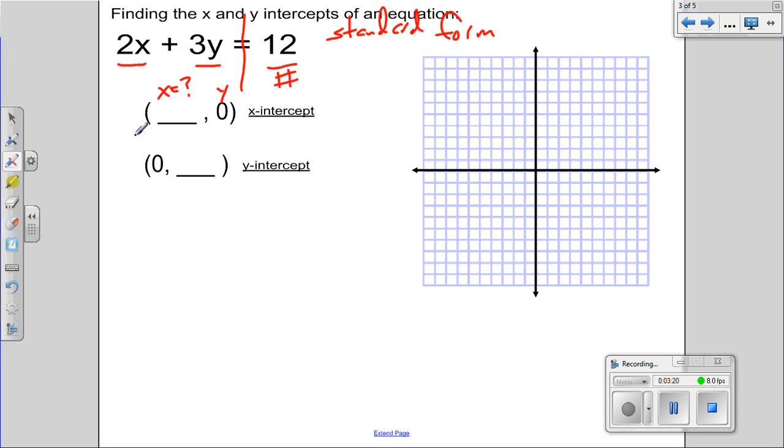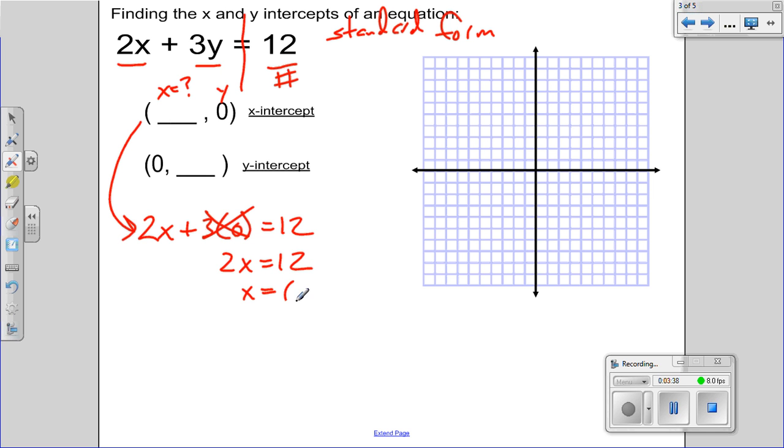To do this, I'm going to plug 0 in for y. So I have 2x plus 3 times 0 equals 12. Notice 0 times 3, nothing's there. So really, we're just looking at 2x equals 12, and then x is equal to 6. So 6, comma, 0. I graph that point: 1, 2, 3, 4, 5, 6.